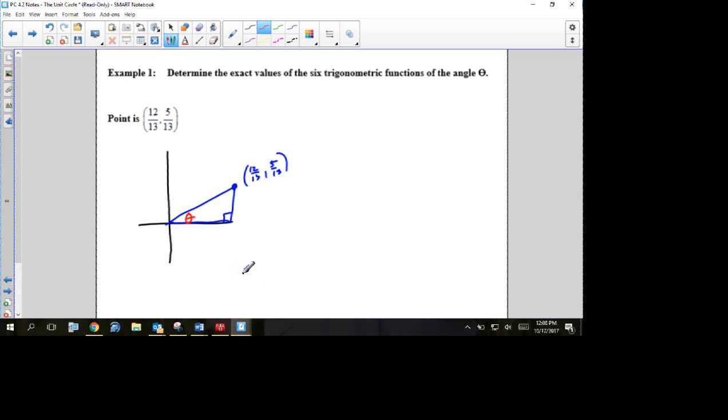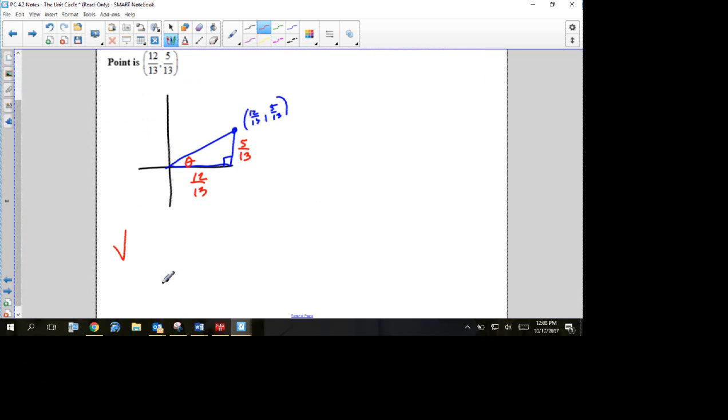And then I need to know the side lengths. So if I start at the origin and I go to the right, I am going x far. I'm going 12/13. And I start at the end of that and I go straight up and I'm going 5/13. That's my y. How do I find my radius? What do I need to do? X squared plus y squared, the Pythagorean theorem, and then square root it.